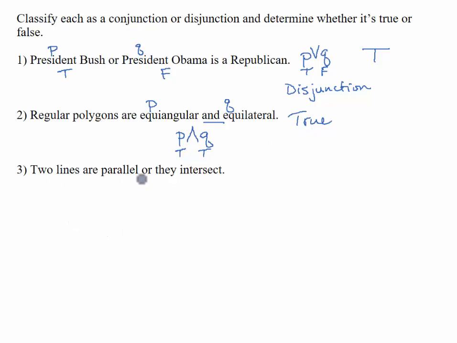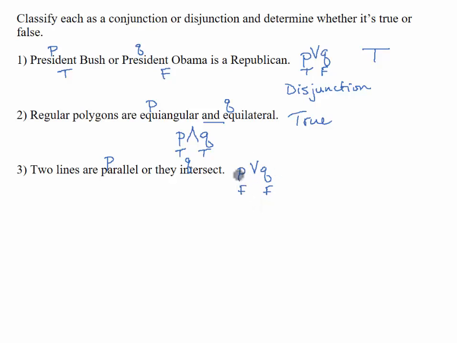Now let's look at this one. Two lines are parallel or they intersect. So my P statement is two lines are parallel. My Q statement is two lines intersect. So I have P or Q. P, two lines are parallel. Well, I don't know. What two lines are you talking about? Okay. What about two lines intersect? Not necessarily. Two lines don't necessarily have to be parallel and they don't necessarily have to intersect.